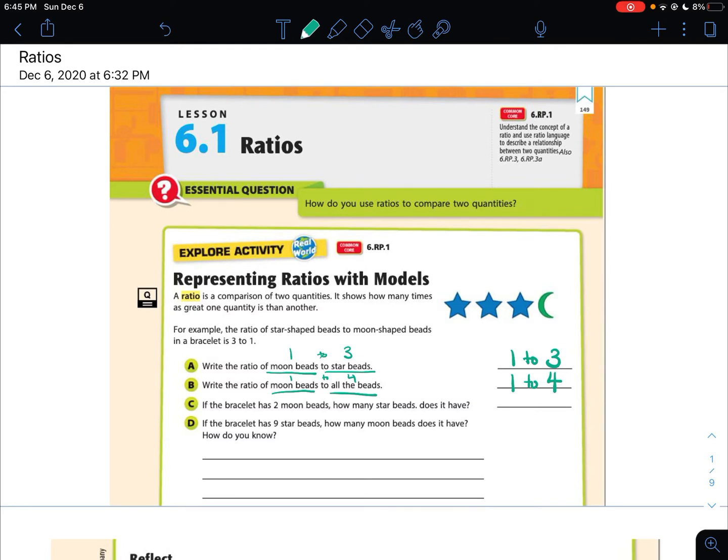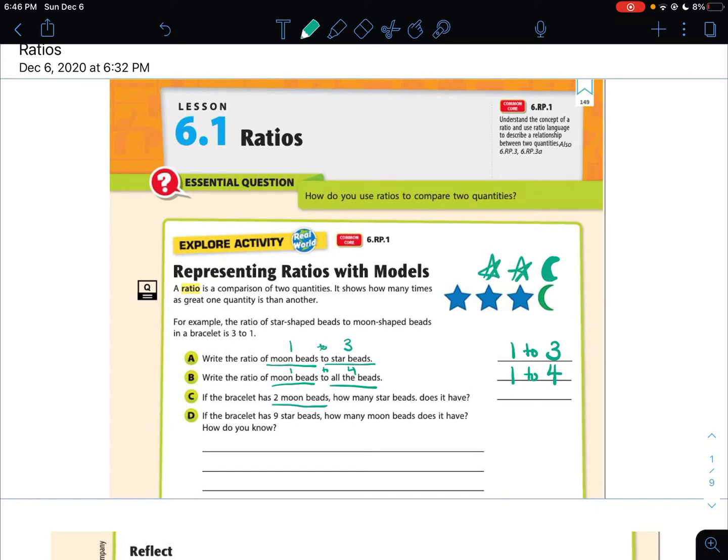Like I said, ratios are like rules. Every time there's 3 stars, there has to be 1 moon. But it also goes in reverse. Every time there's 1 moon, 3 stars come with it. So they're asking if there are 2 moon beads. Well, if I add another moon bead to this lovely set, check out that moon, I have to add 3 stars because that's the rule. So if I have 2 moon beads, that would give me 6 star beads.